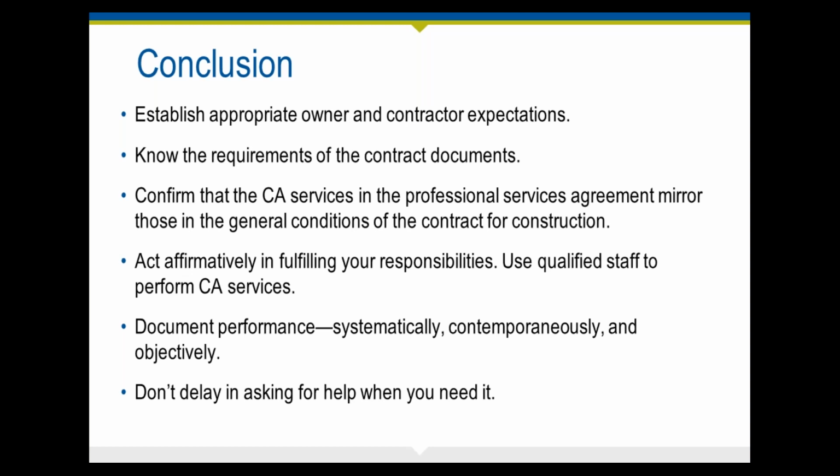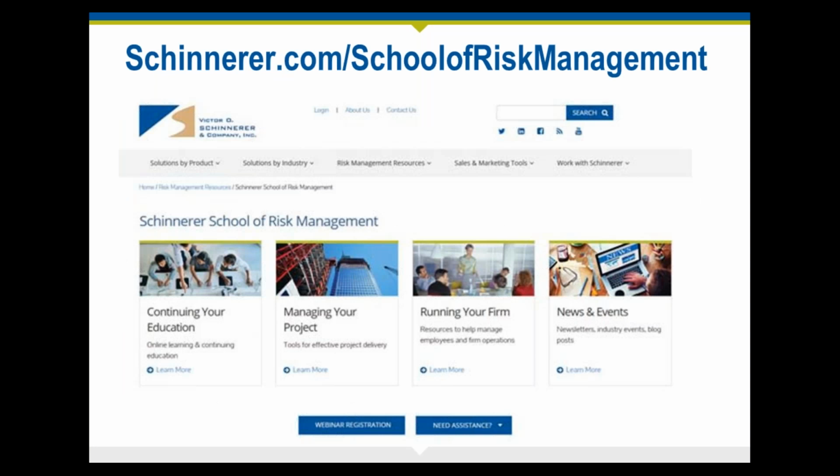Document your performance systematically, contemporaneously, and objectively. And if something happens that you think needs to be addressed, don't delay in asking for help when you need it, because oftentimes time is critical on a construction site. The contractor has put a workforce out there, and they have huge running costs that they need to take care of as well. So the ability to resolve issues quickly can be a critical component, and certainly it may help reduce the claims that come in. And so that's it.